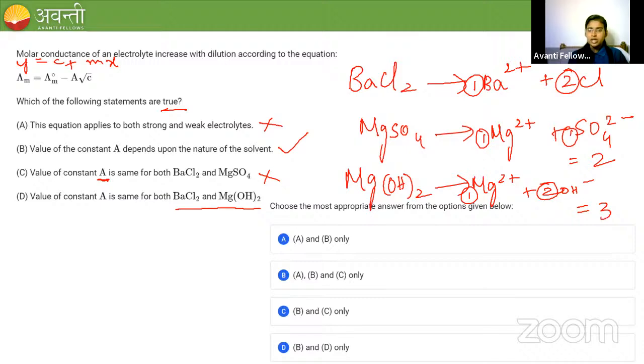So barium chloride and magnesium hydroxide both have the same number of ions, so the A value is the same. Statement 4 is correct. So how many statements are correct here? Statement B and statement D are correct. The remaining two are wrong. So which is the correct answer? Option D is the correct answer for this question.